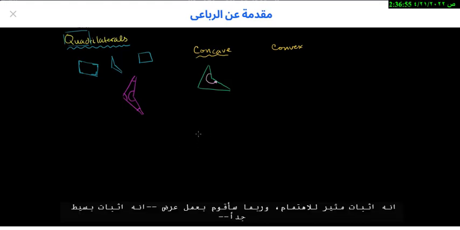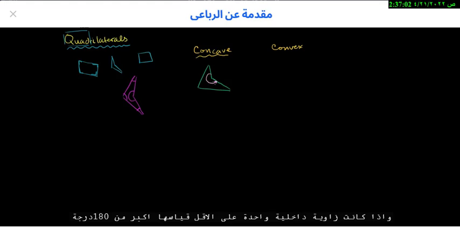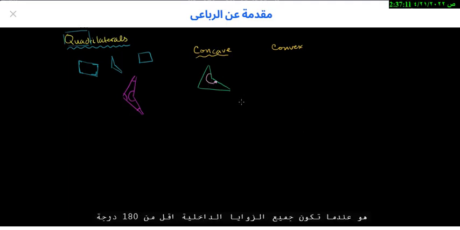It's an interesting proof. Maybe I'll do a video. It's actually a pretty simple proof to show that if you have a concave quadrilateral, if at least one of the interior angles has a measure larger than 180 degrees, then none of the sides can be parallel to each other.